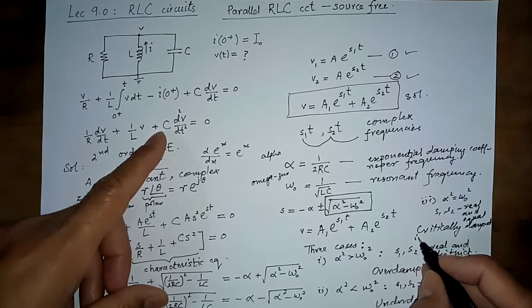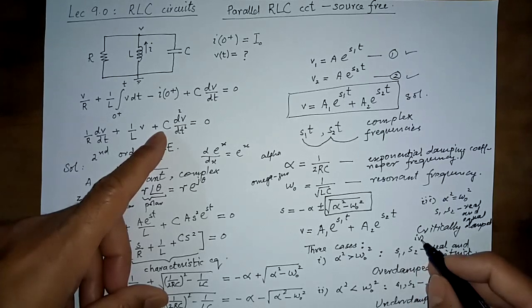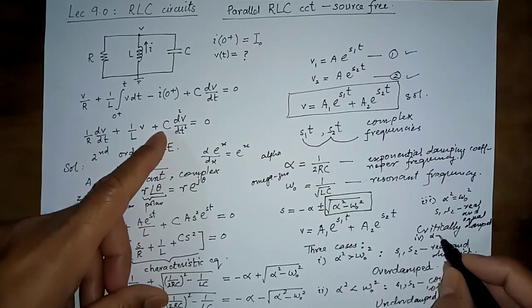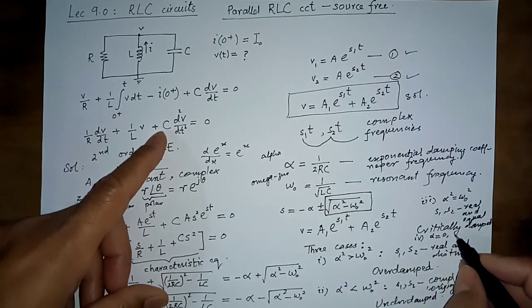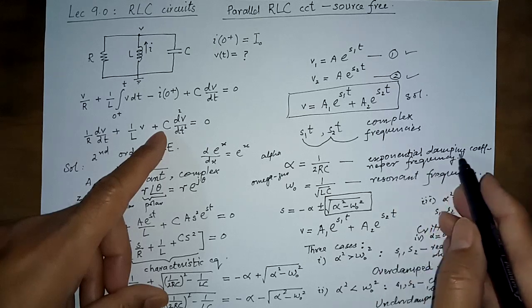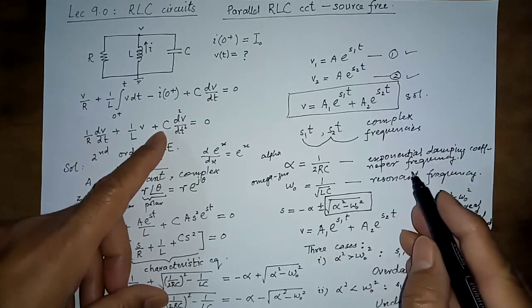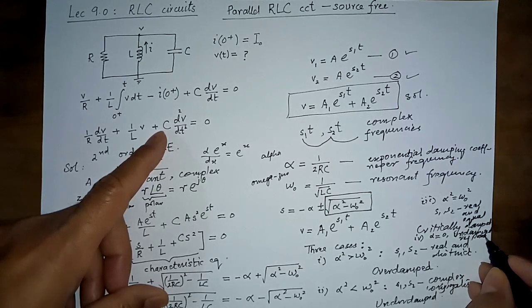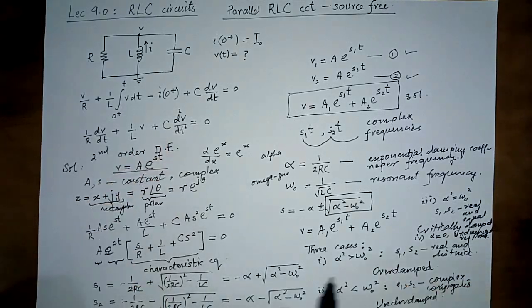We would later see there is a fourth case, although it's not discussed. If alpha in a circuit is 0, this is a case of undamped response. Alpha is called the exponential damping coefficient, so there is no damping, an undamped response. In the next videos we are going to continue.